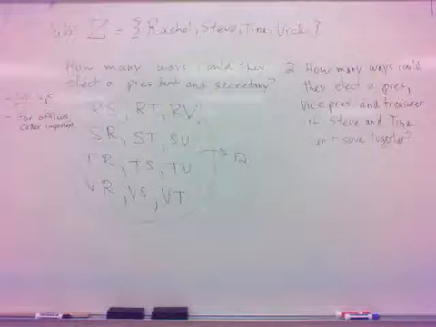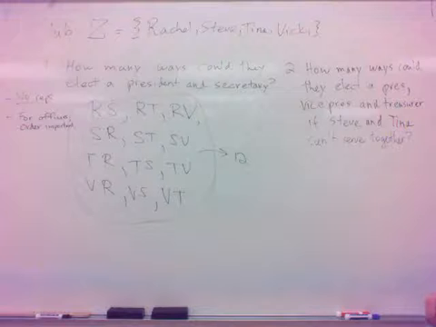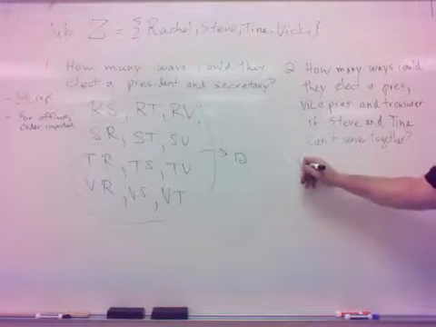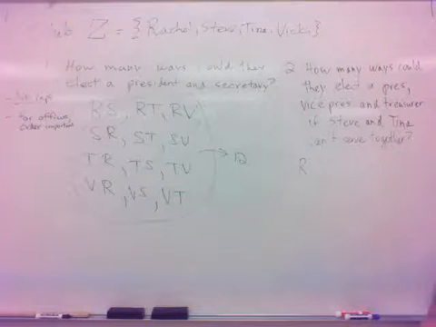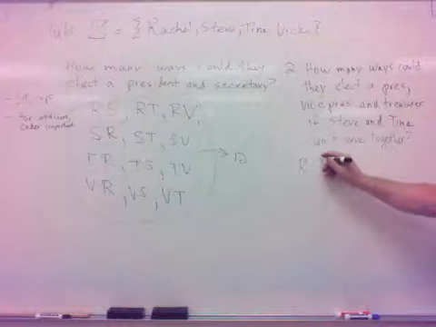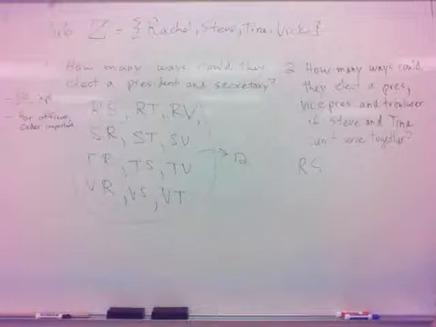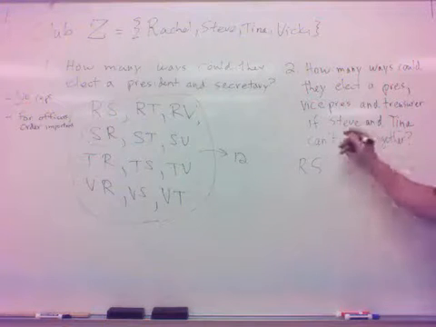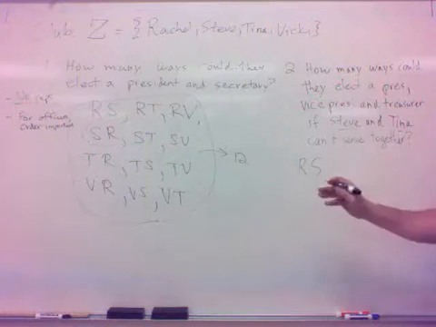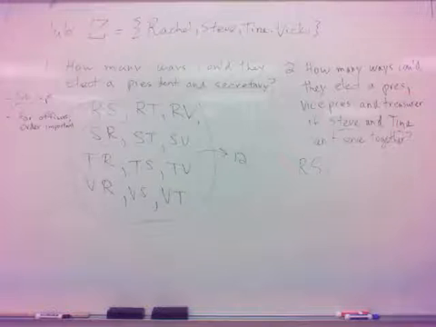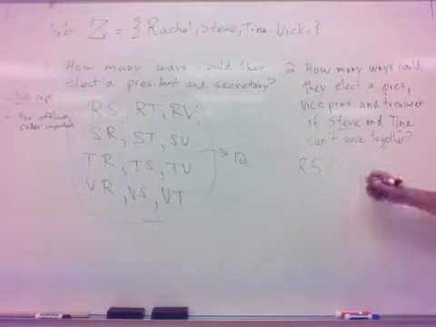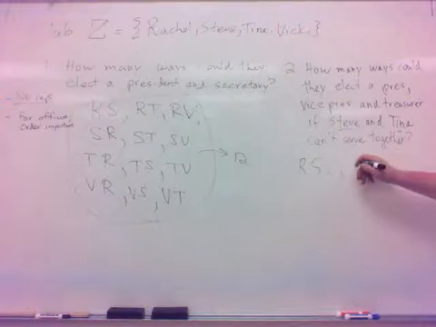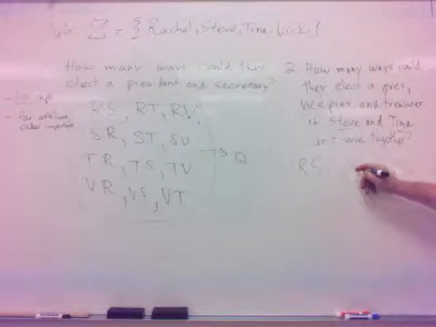So in this case, we've got 3 parts, right? We've got a president, a vice president, and a treasurer. Steve and Tina can't serve together. All right, so let's start with Rachel as president again. Rachel, then I could have Steve as vice president, and then who could I have as treasurer? Could I have Tina? No. Steve and Tina don't go together. So Vicki would have to be the treasurer.